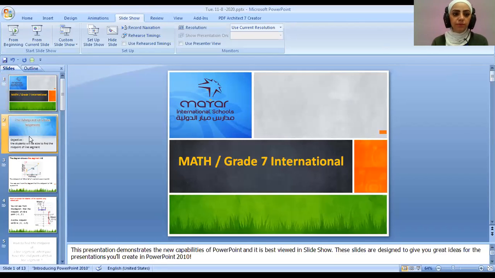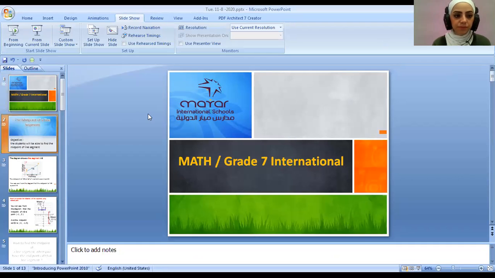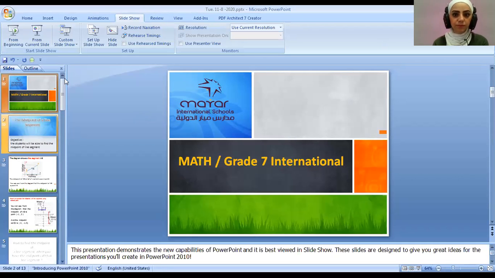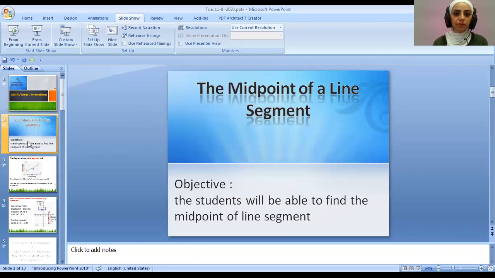So the midpoint here. Okay, the midpoint of a line segment. First of all, let's just remember, what do we mean by line segment? The line segment is a line that has a starting point and ending point. It doesn't go forever in both directions.